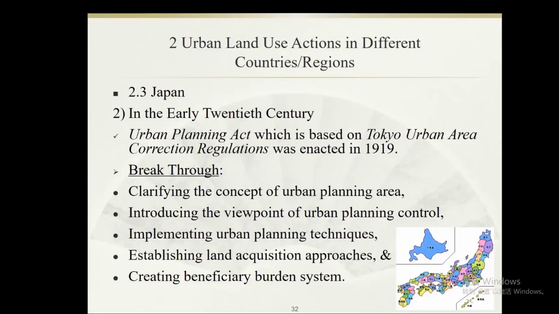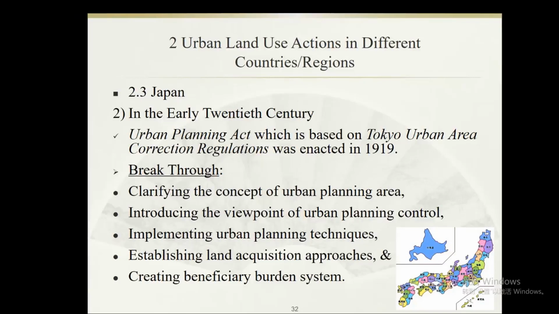We are still developing countries. We still have a lot of things to do, especially for the regulations of laws about the urban land use development, okay? The third breakthrough in 1919 in Japan about the urban land use is implementing urban planning techniques. They have mathematical modeling to forecast the passenger flows, to forecast the car driving, like that, okay?